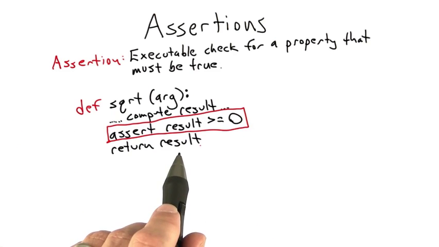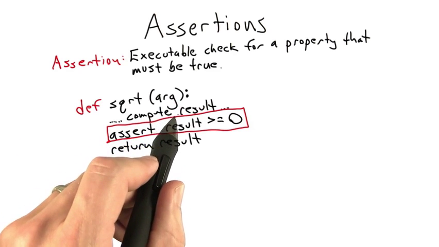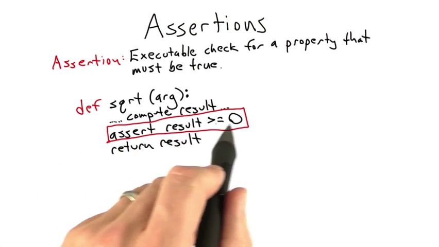And why did we assert that the square root result is greater than or equal to 0? Because we know that by definition, our square root function is returning the positive square root of its argument. And so at this point in the code, we know that we must have computed a positive number. So it's good to go ahead and assert that.